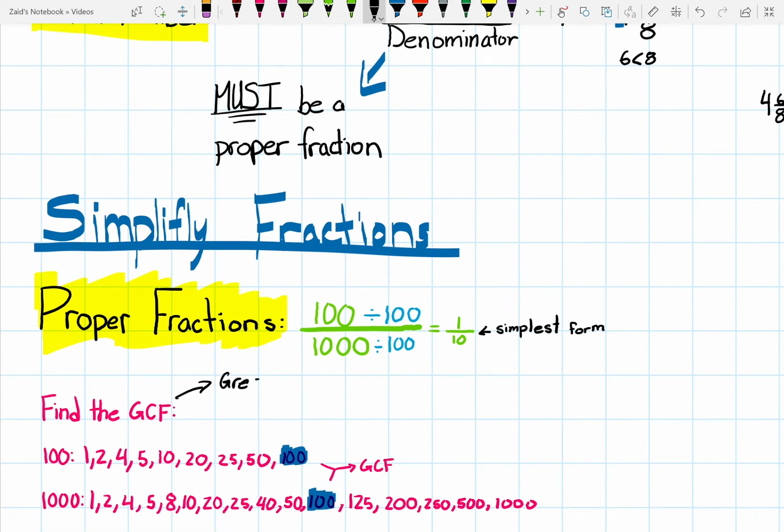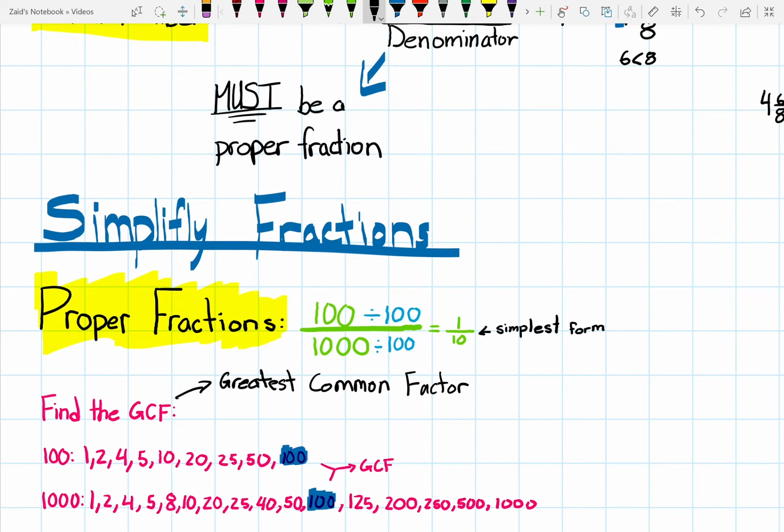Now with that being said, we have to know all the factors that would go into 100 and also all the factors that would go into 1000. So over here we have 100, and we have 1, 2, 4, 5, 10, 20, 25, 50, and 100. And then for 1000 we have 1, 2, 4, 5, 8, 10, 20, 25, 40, 50, 100, 125, 200, 250, 500, and 1000.